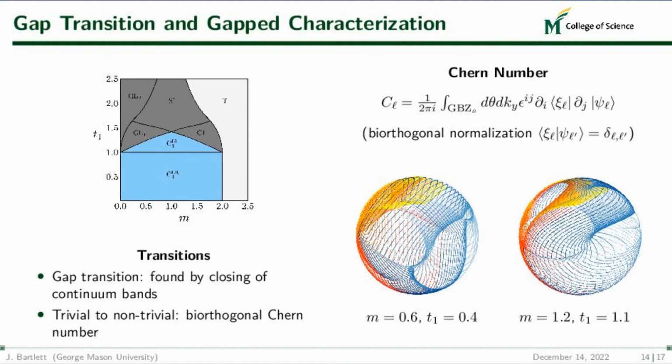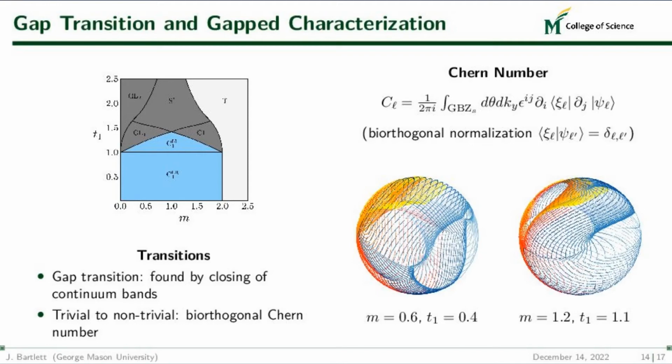After normalizing using this biorthogonal normalization, we can look at the wrapping. For instance, this left sphere is the C1LR region, and we see that it wraps once. This sphere on the right is the C1LL region, and we see that it also wraps once. These are what give the Chern number of 1. In the trivial region, this light gray T region, I'm not showing it, but the eigenvectors do not fully wrap the Bloch sphere.